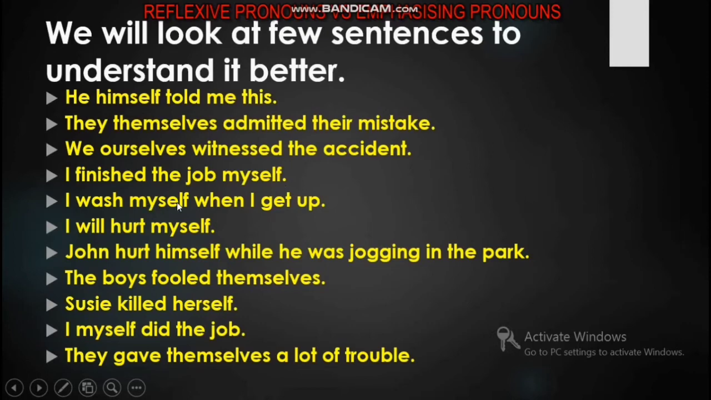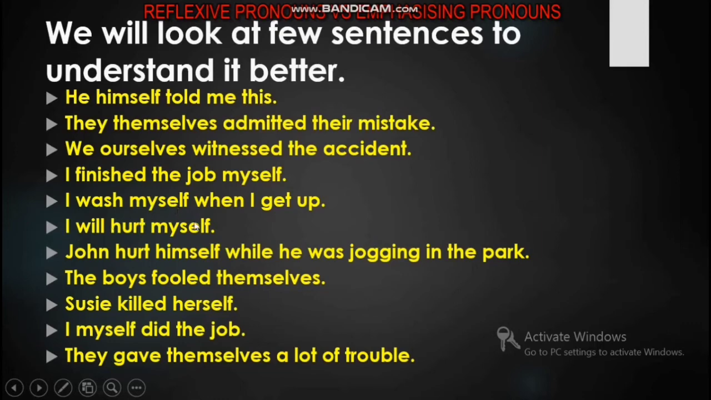I wash myself when I get up. So here you can see that the action is wash and the object is myself. Here it is receiving the action and the same action is reflected back onto the subject. So in this case, myself is a reflexive pronoun. It is used to receive the action as an object, and here the object and the doer, the subject, are the same. So here myself is a reflexive pronoun.